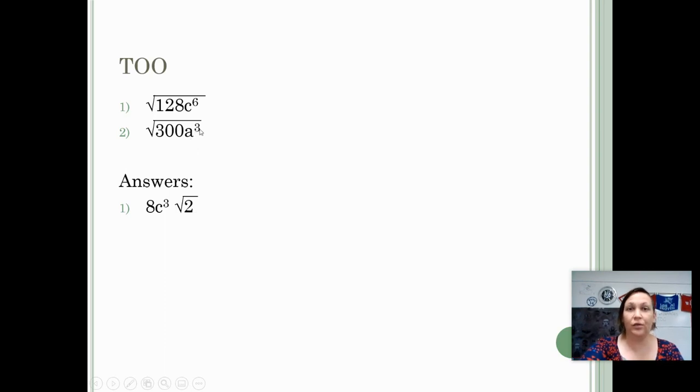A to the third. 3 is an odd number. I'm going to have a variable left inside the radical. So on the second one, I got 10a, and then the square root of 3a.